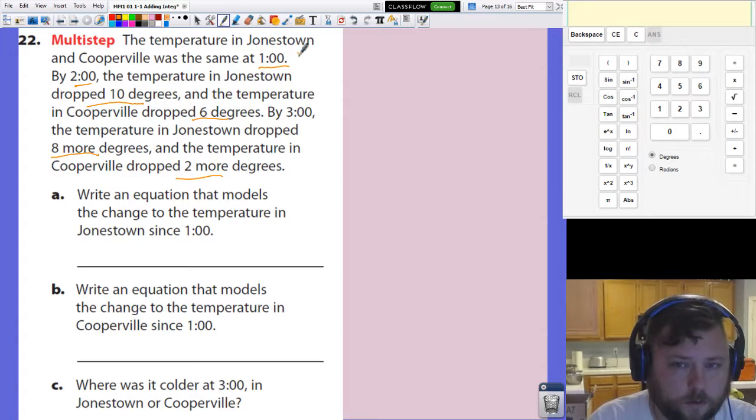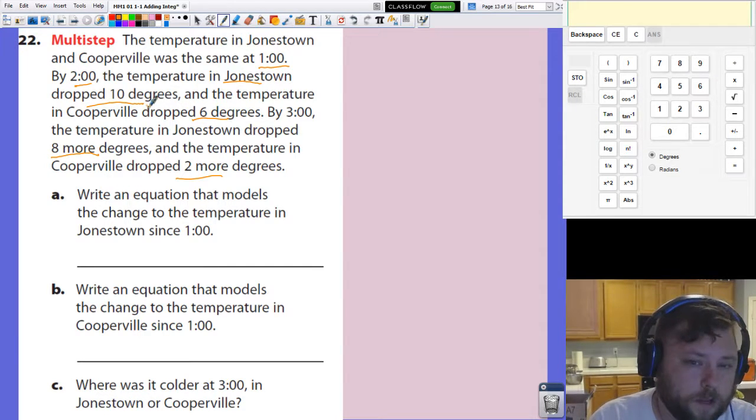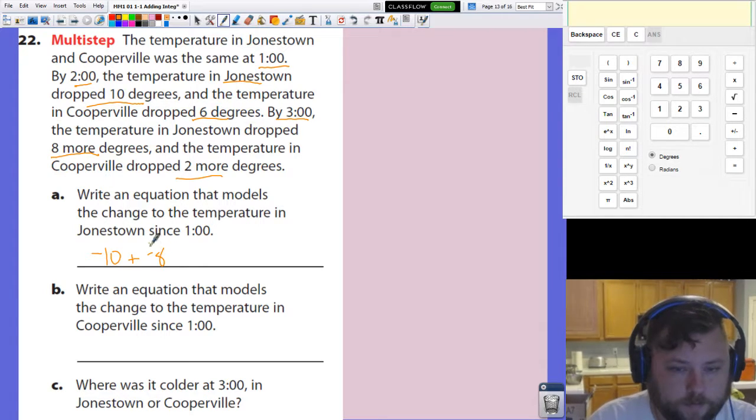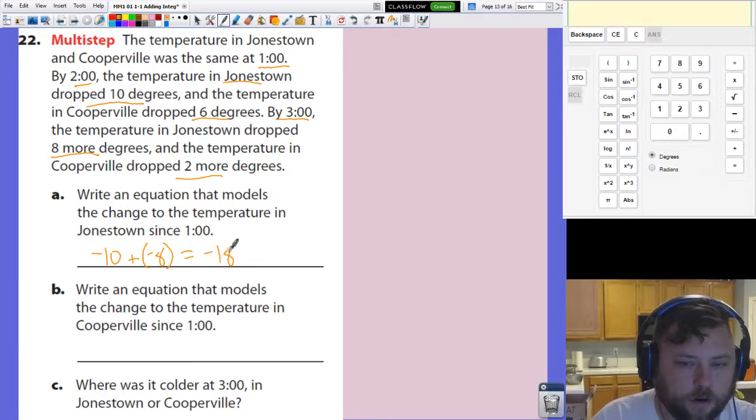Okay, so you start at 1 o'clock in Jonestown. At 2 o'clock, the temperature in Jonestown dropped 10 degrees. So what we can do is say at 2 o'clock we have a negative 10. And then at 3 o'clock, the temperature in Jonestown dropped 8 more degrees. So we have to add more, which means I'm going to add a drop of negative 8. So I dropped a little bit more. Here's an expression: negative 10 plus negative 8. You add those up your way, and I'll say negative 18. So here's your equation to model that.